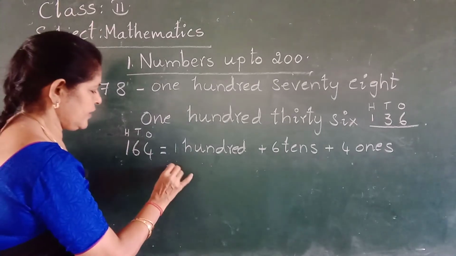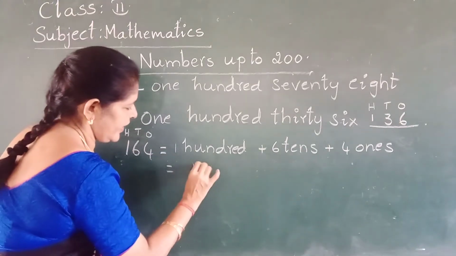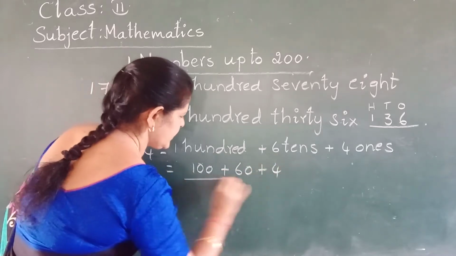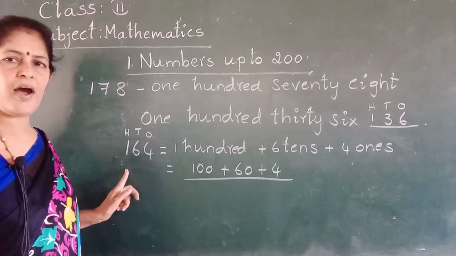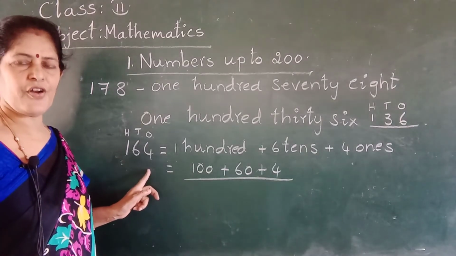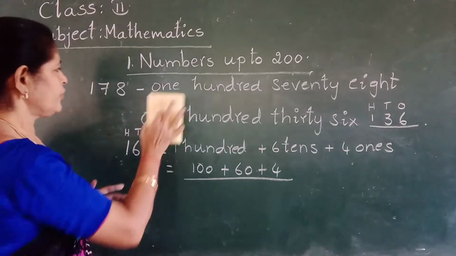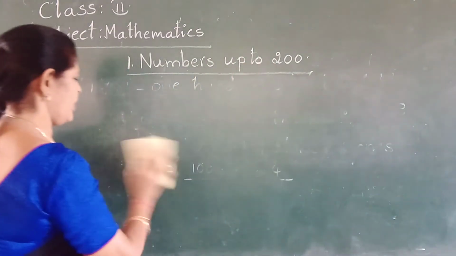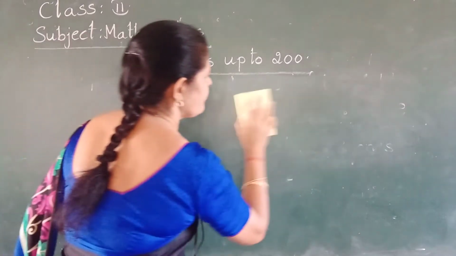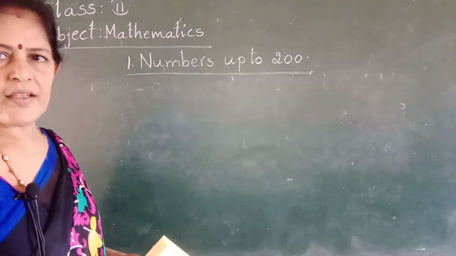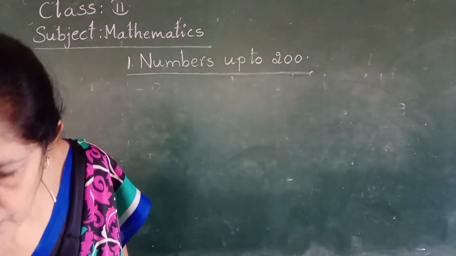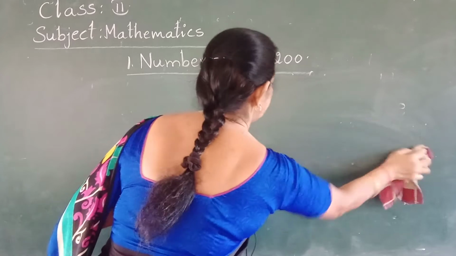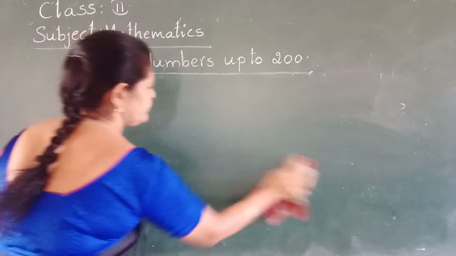Now how to write in numbers? 100 plus 6 tens, 60, plus 4, 64. This is the expanded form of 164. Now I show you how to write the short form of the given number. Short form means write the number only. Can I show you? Wait, I show you how to write short form. Very easy, short form.